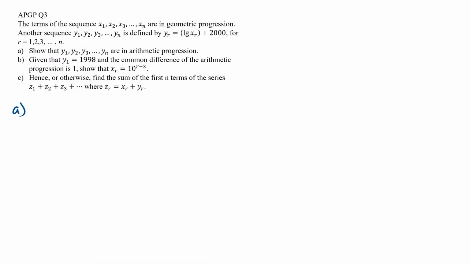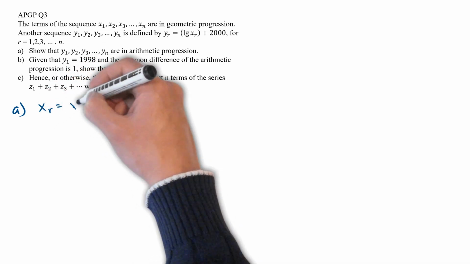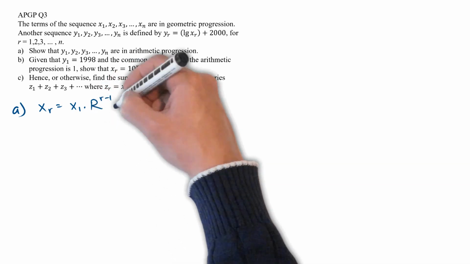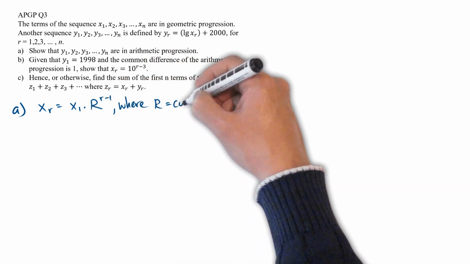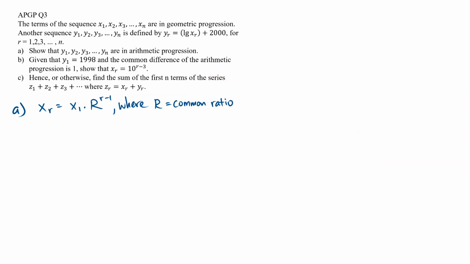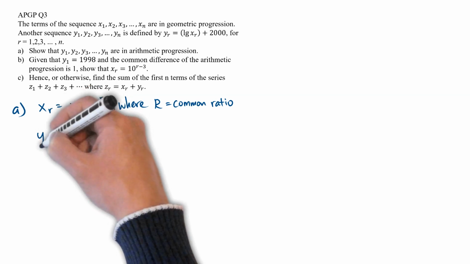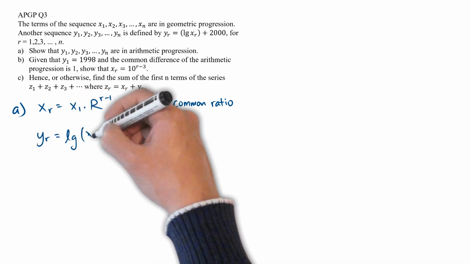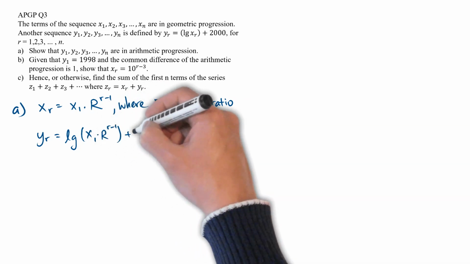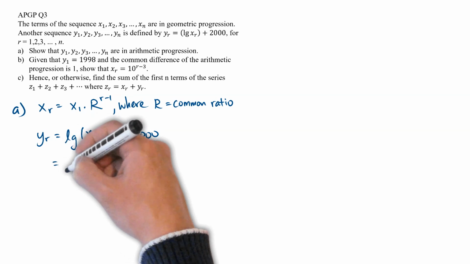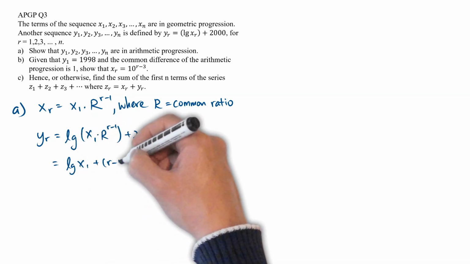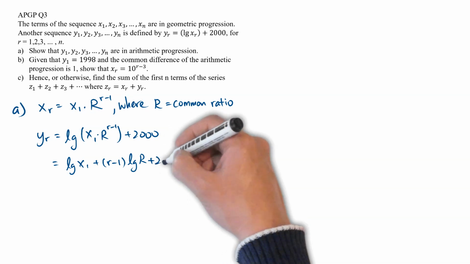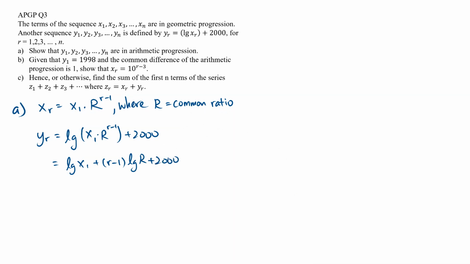In part A, since we know that x1, x2, x3 all the way to xn are in a geometric progression, we can write xr equals x1 multiplied by capital R to the power of small r minus 1, where capital R is our common ratio. Next, since we are given that yr is equal to log of xr plus 2000, we can write yr equals log of x1 times capital R to the power of small r minus 1 plus 2000, which we can then simplify by bringing the power down to become log of x1 plus r minus 1 times log of capital R plus 2000.